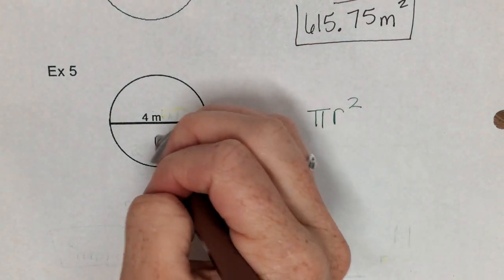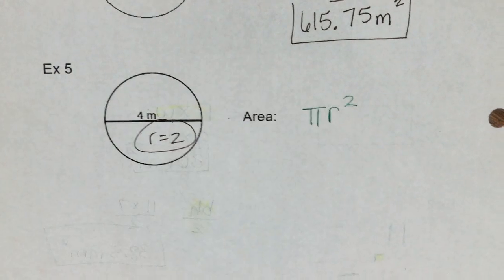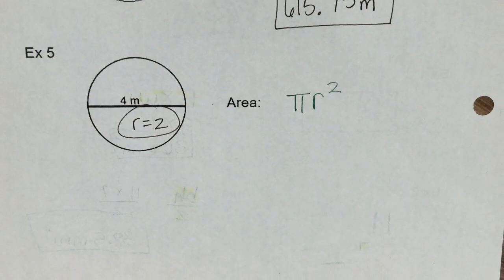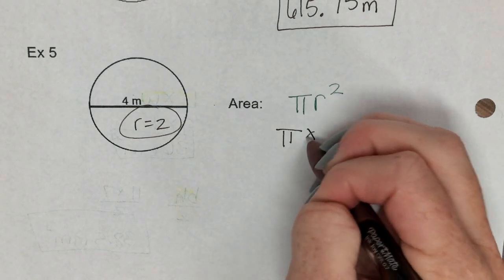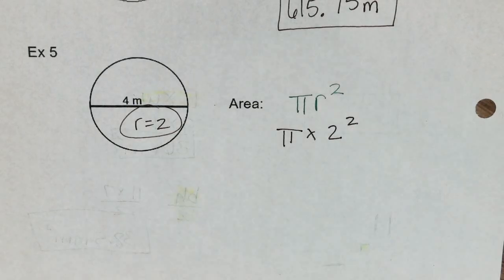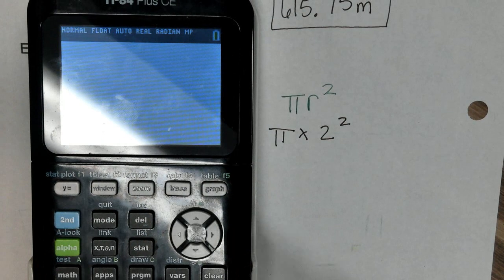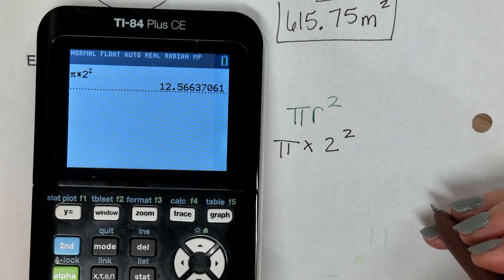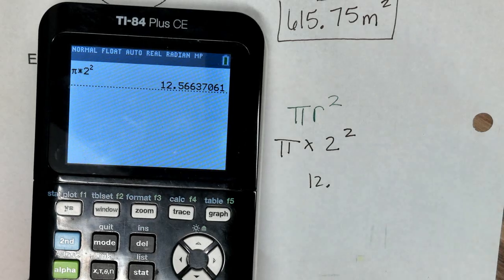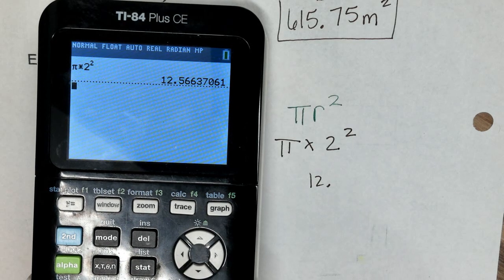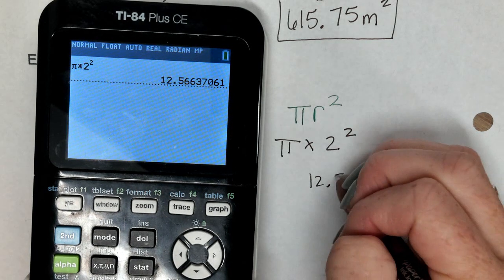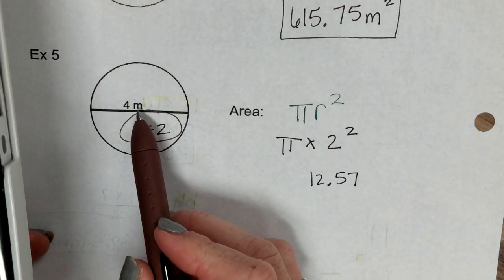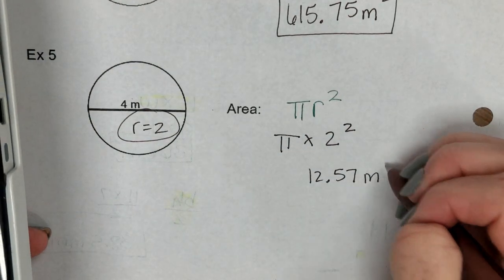What's 4 divided by 2? The radius is 2. So I'm going to do pi times 2 squared. Type it in your calculator. What did we get? If we round to the hundredths place, would it be 12.56 or 0.57? 12.57. And what is my measurement here? Meters squared.